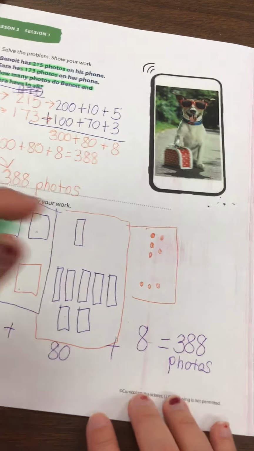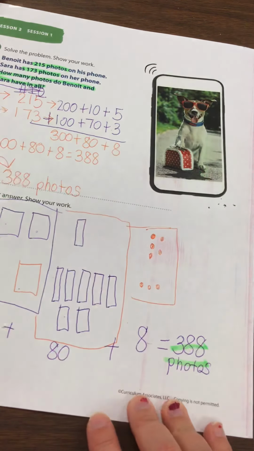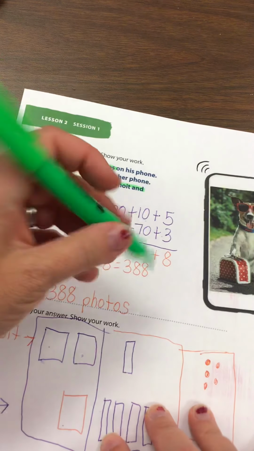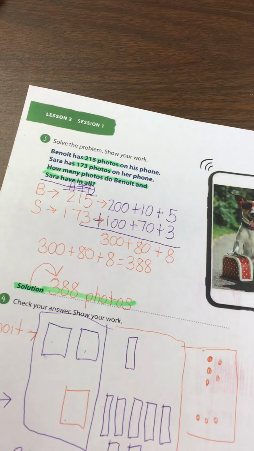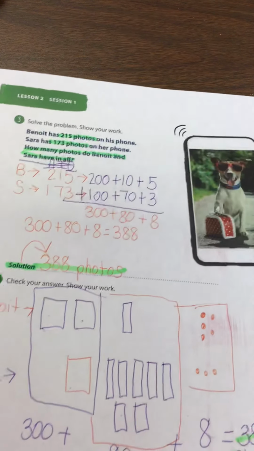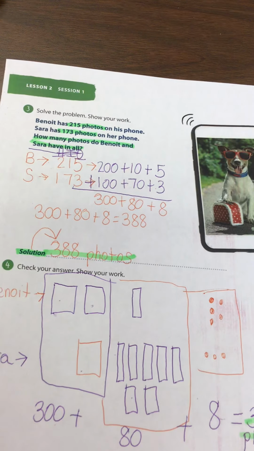So, do our answers match? We got 388 photos when we checked our work down here. And up here, we also got 388 photos. So, our answer is correct. Okay. I hope that helped you.